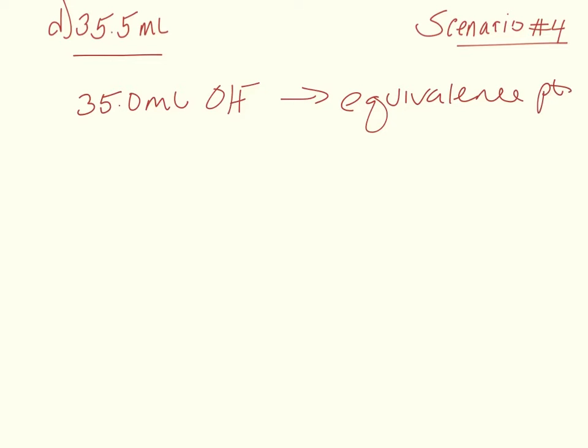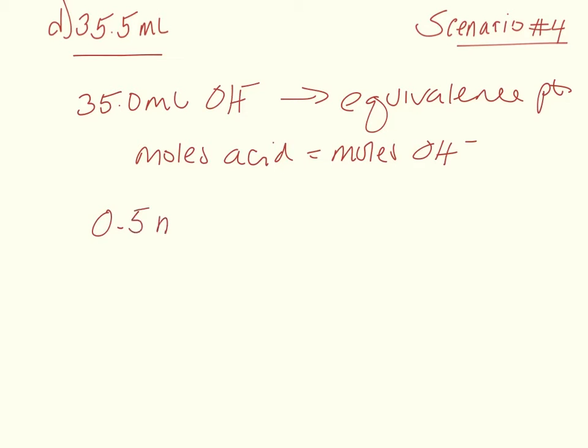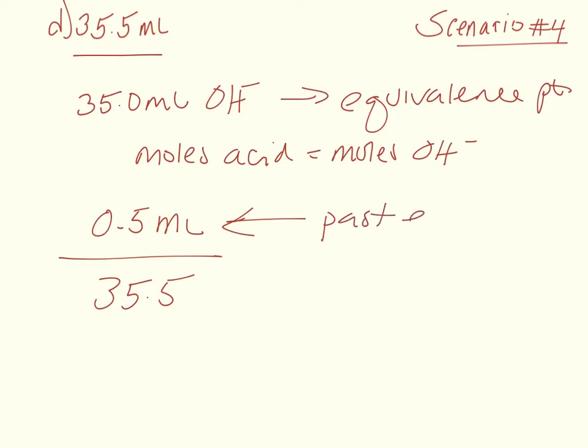which meant that our moles of weak acid was equal to our moles of base, or moles of hydroxide ions that were added, and we were left with a small amount of weak base, which we then calculated the pH of. Now we're adding an additional 0.5 milliliters on top of that, because 35 milliliters and half a milliliter gives us our total of 35.5. So we're basically a half a milliliter past the equivalence point.